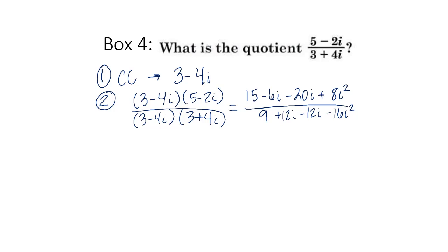How'd your foil go? Good. Step 3 is to clean that bad boy up. So, we got 15 minus 26i minus 8 over 9 plus 16.